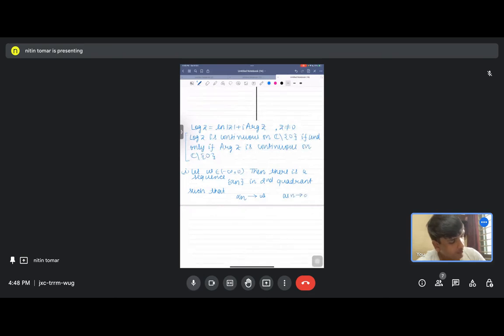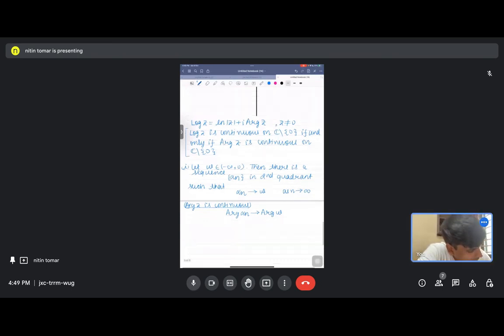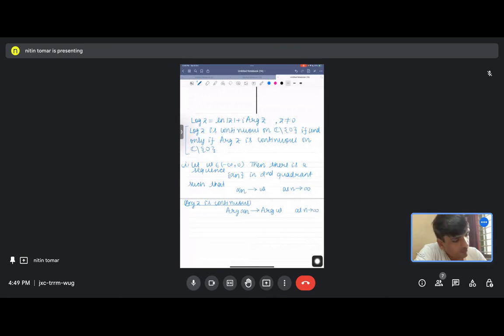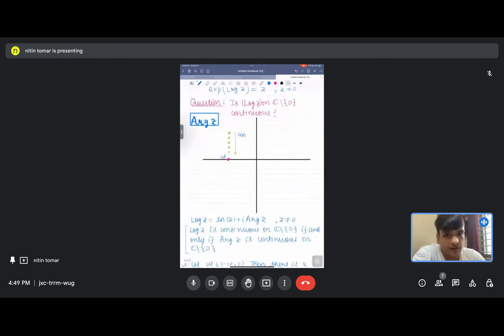Now, let us assume argument z is continuous. So by the sequential criterion, argument of alpha n converges to argument of W. Now what should be the argument of alpha n? What should be its limit? So here is minus pi, right?